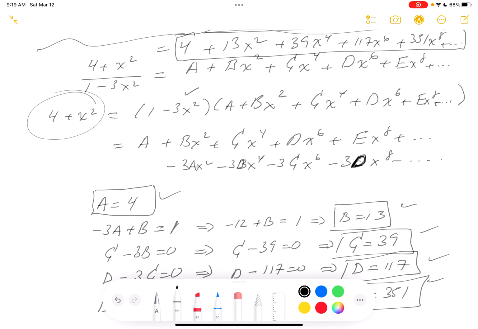Again, my recommendation is look at the answer key, see what they got, and let's take a look. Well, we just did it, of course, but I can't remember what it is. It's 4, 13x squared, 39x^4, 117x^6, 351x^8. Things are working as advertised, which is good for us.